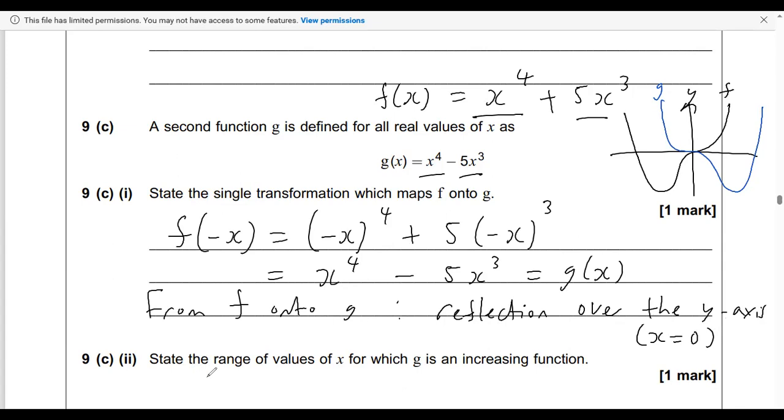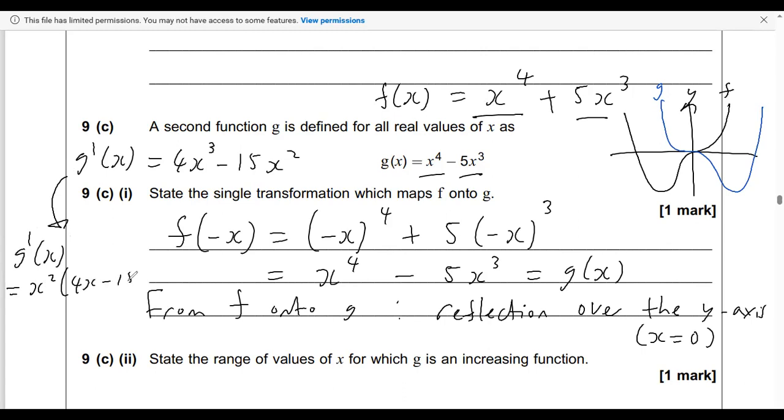And then the next part of the question: state the range of values of x for which g is increasing. We can actually just use the sketch of the graph that we've got here to help us out. We could also differentiate g again. If we do that, the derivative would be 4x cubed take away 15x squared. And we could do a similar technique to what we did before and factorize this out. So g dash of x is equal to x squared times 4x take away 15.